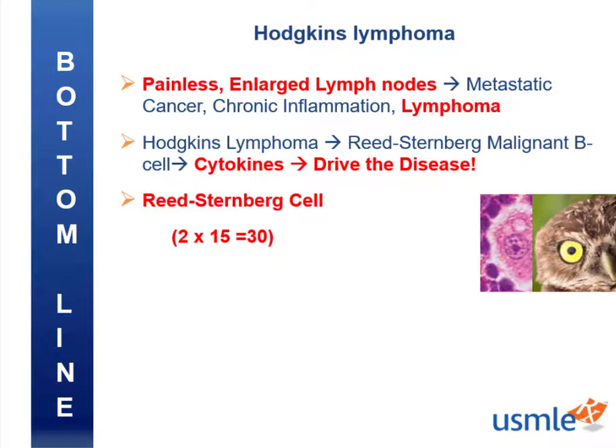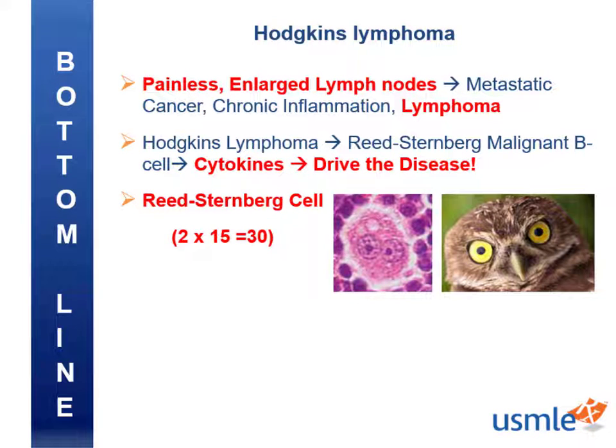You must be able to recognize the Reed-Sternberg cell on test day, as well as its characteristic features. Use 2 times 15 equals 30 to recall the 2 lobes of the nucleus that are mirror images of one another and resemble the eyes of an owl, so-called owl-eyed nuclei. The 15 and 30 represent its classic markers of CD15 and CD30 positivity. Notably, Reed-Sternberg cells lack normal B cell markers like CD19, 20, and 21.